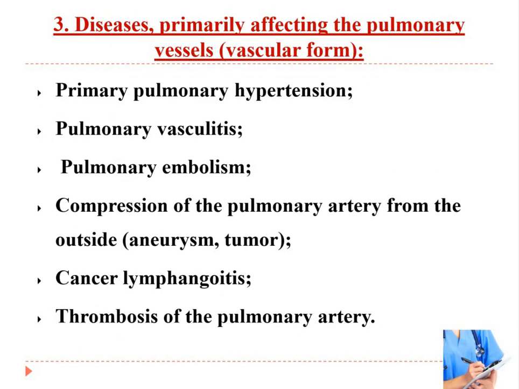Third group, diseases primarily affecting the pulmonary vessels, or vascular form. Primary pulmonary hypertension, pulmonary vasculitis, pulmonary embolism, compression of the pulmonary artery from the outside by aneurysm or tumor, cancer lymphangitis, and thrombosis of the pulmonary artery.